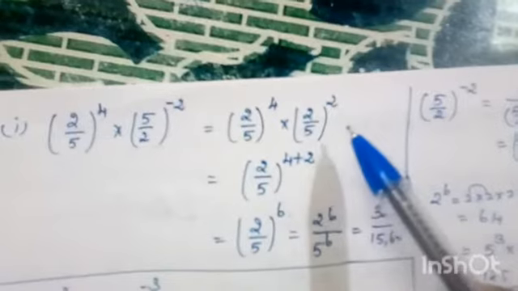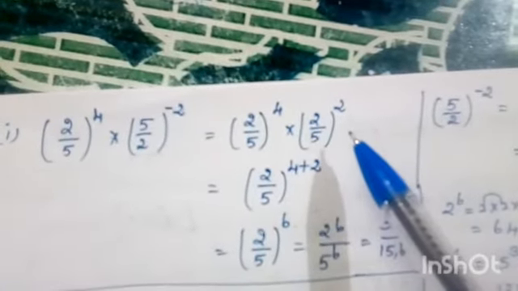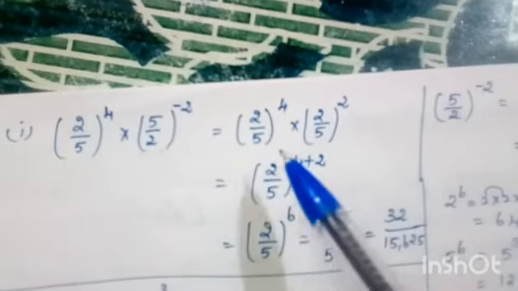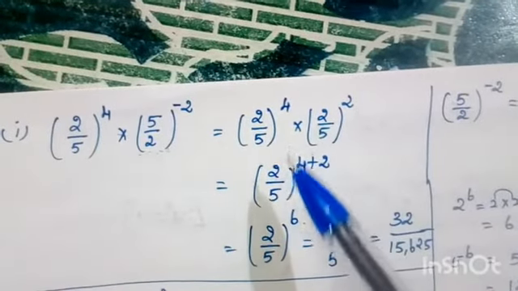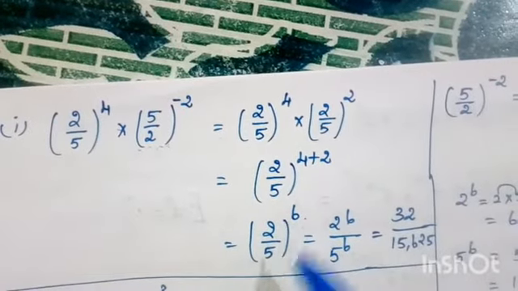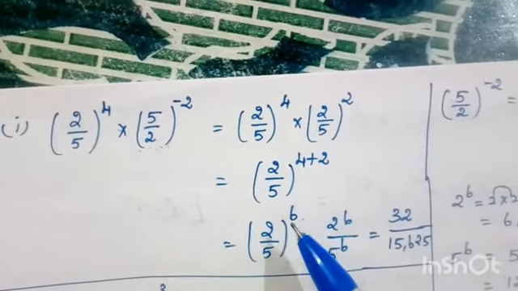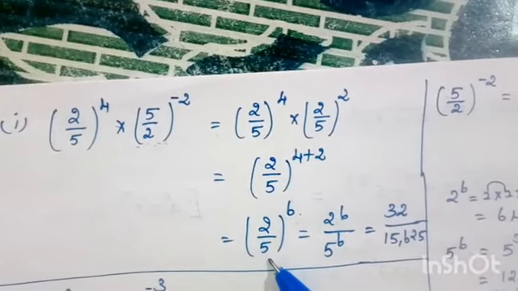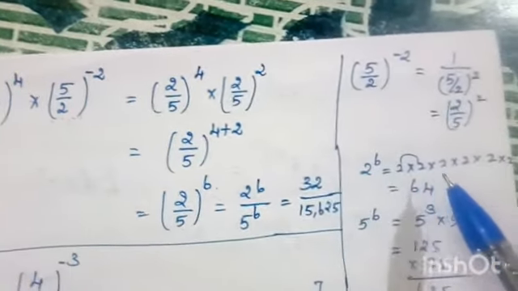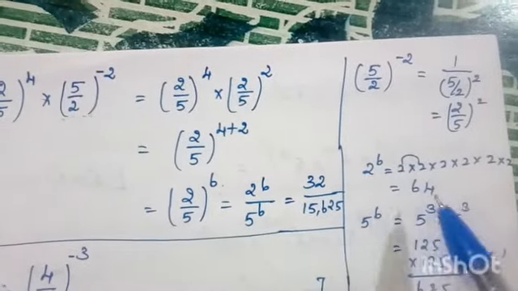So we have to use the formula a^m into a^n, that is a^(m+n). So (2/5) whole power 4 plus 2, that is (2/5)^6, or in the form 2^6 by 5^6. So that is 2^6, 2 into 2 into 2 six times, that is 64.